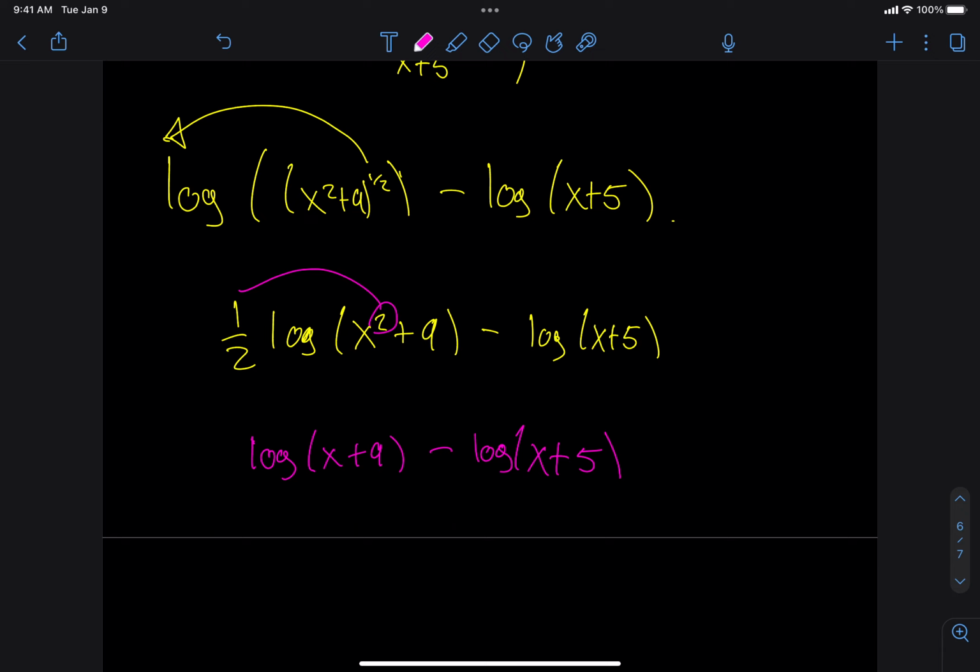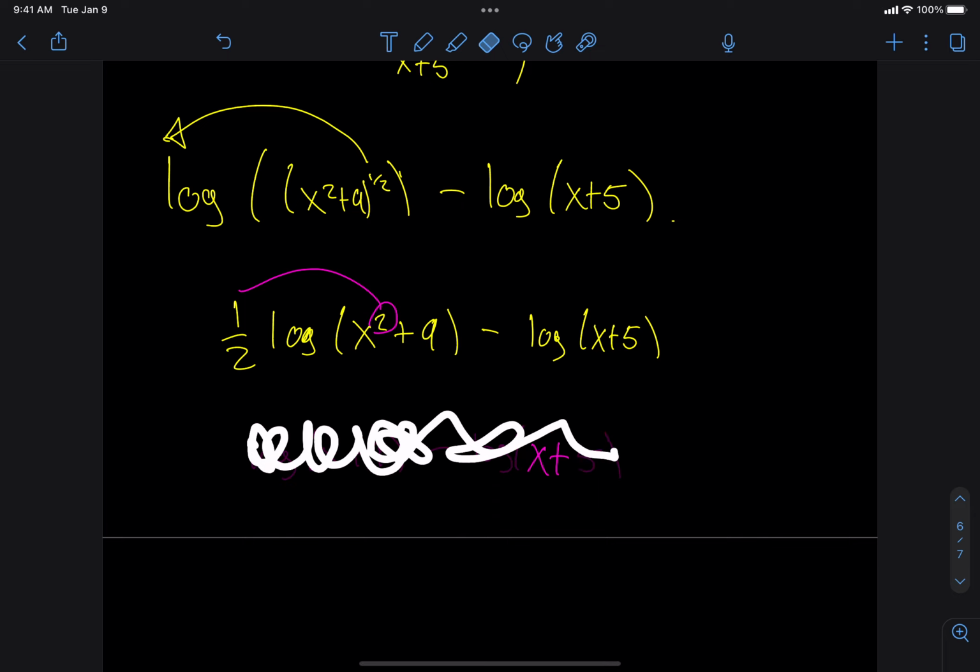If I want to bring a power out, the power needs to be on the entire thing. Something like this, then I could bring this power out. But this power is only on the x squared, so I actually can't take it out like this. I can't take it out like that. So this is not valid. Is there anything else we can do, though? Or am I just done?